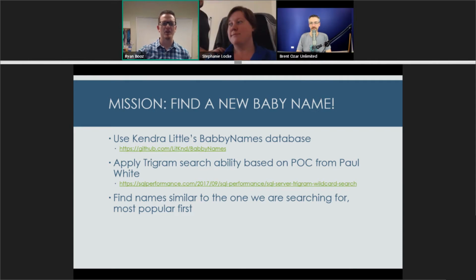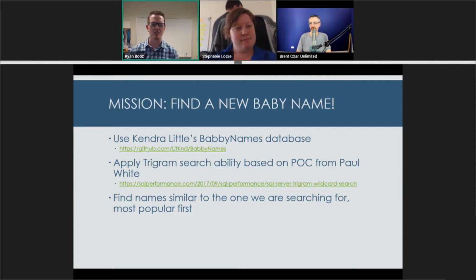So I'm literally ripping off his code to make it work for this demo. But the idea here is we're going to use this simple database, create some trigrams so that we can search for names that are similar to the one we've typed in, based on the prevalence of the fragments of the name. So if I type in Ryan, it's split up into fragments. What other names do I get? I would expect to get Brian, things like that.